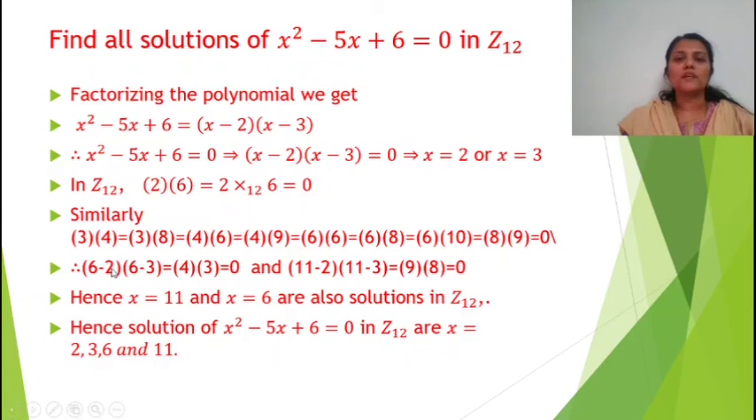Now, we can check by substituting x equal to 6: 6 minus 2 into 6 minus 3 is 4 into 3, which is equal to 0. Also, if we substitute x equal to 11: 11 minus 2 into 11 minus 3 is 9 into 8, which is equal to 0. Hence, x equal to 11 and x equal to 6 are also solutions in Z12. Hence the solutions are x equal to 2, 3, 6 and 11.